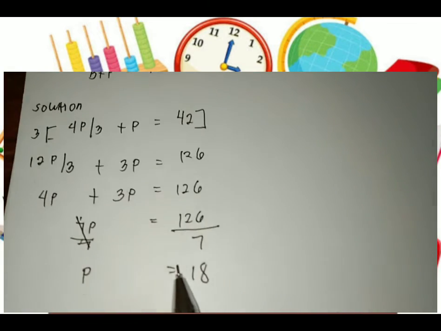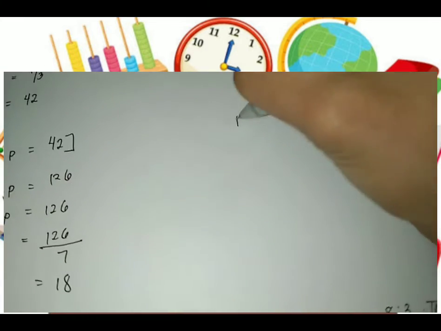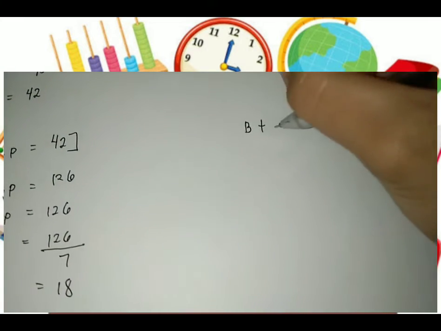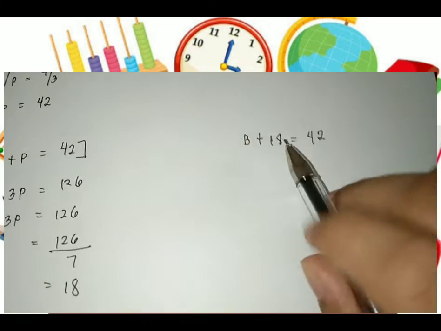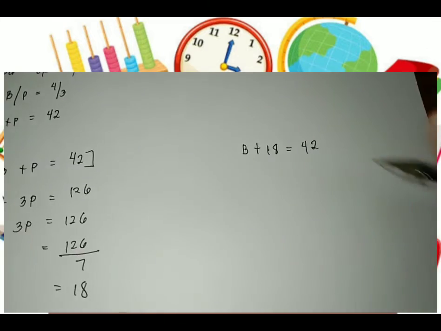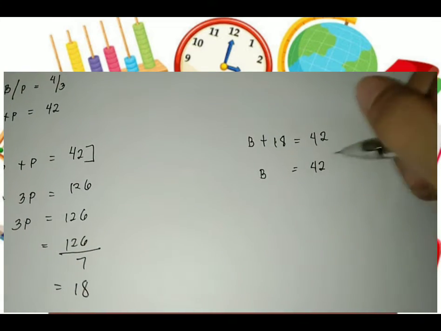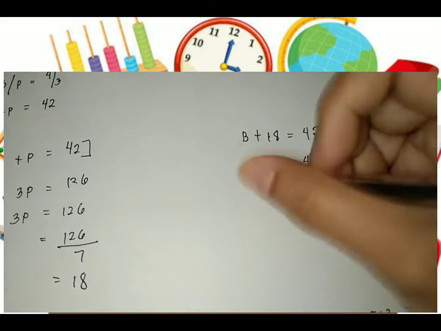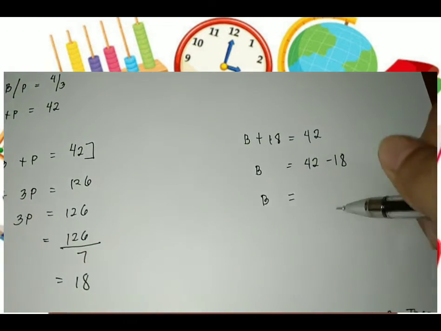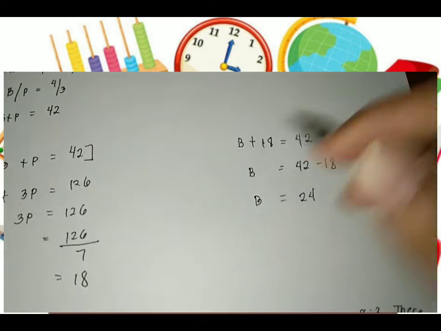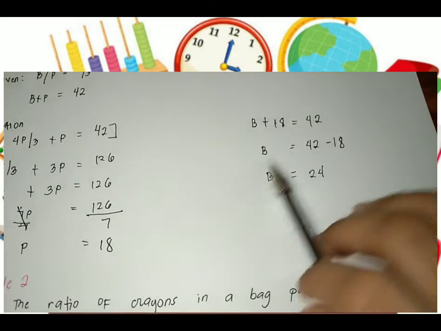Now we are going to look for our blue balloons. Okay, so we have B plus 18 is equal to 42. Now we are going to move the 18 to the right side. So we have B is equal to 42 minus 18. Now we subtract: 42 minus 18 is 24. So the total number of pink balloons is 18 and the total of blue balloons is 24.